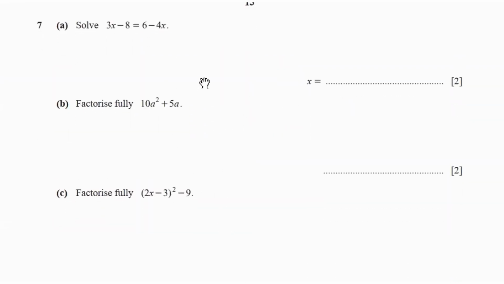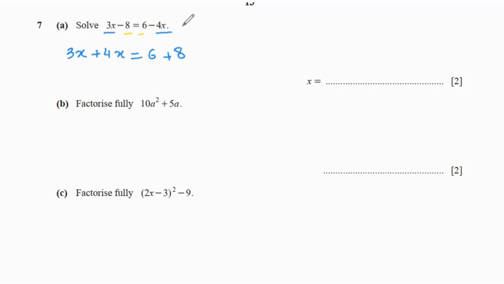Question 7 says solve 3x minus 8 equals 6 minus 4x. So we're going to collect the like terms on each side. These two are like terms, and these two are like terms. So 3x plus 4x equals 6 plus 8.